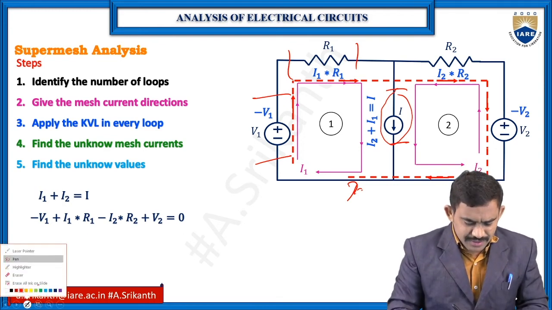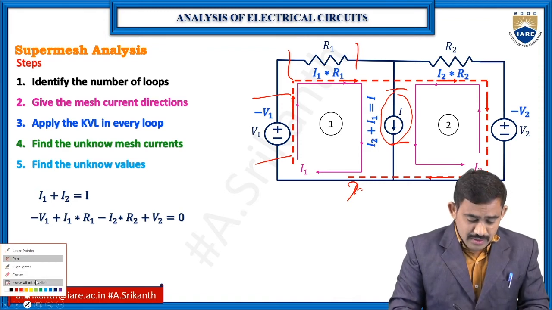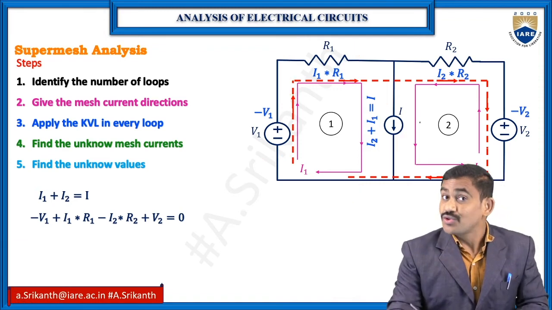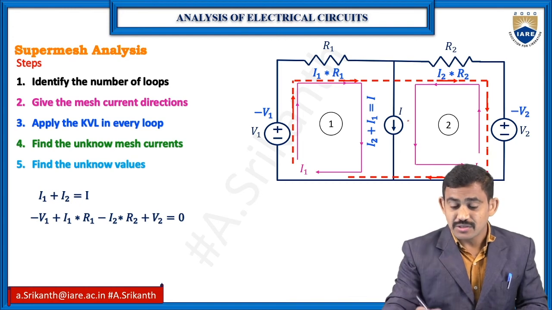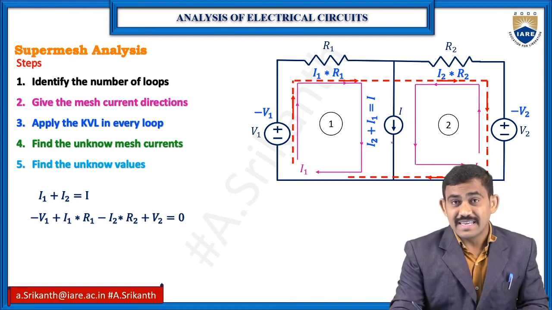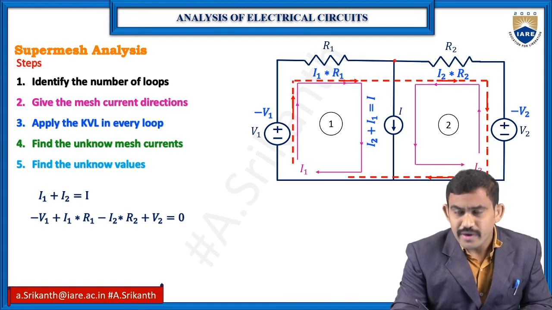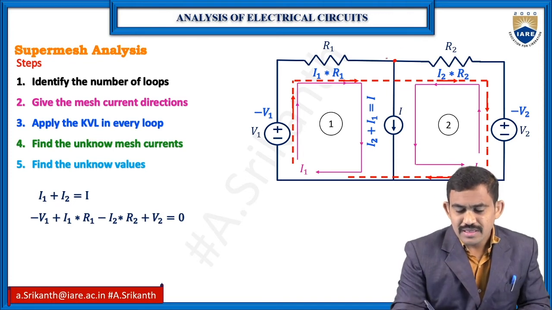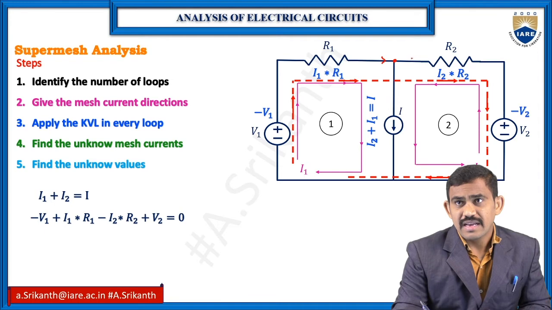So coming to this circuit, I have one current source, ideally between two loops. Consider this as one point. Here the incoming currents, and I2 also incoming, and I1 is outgoing.